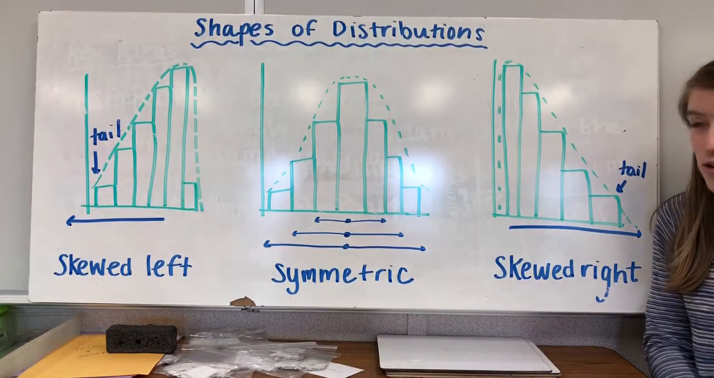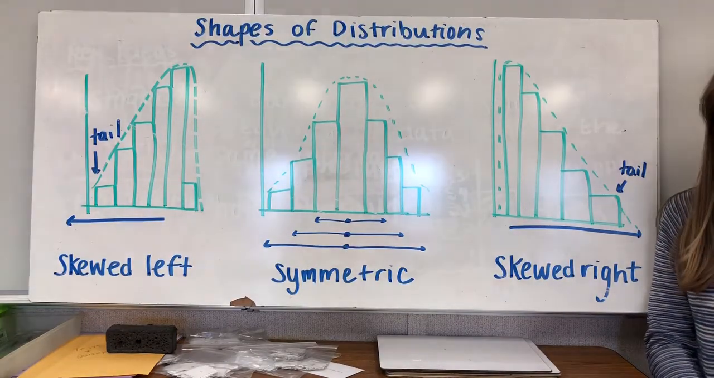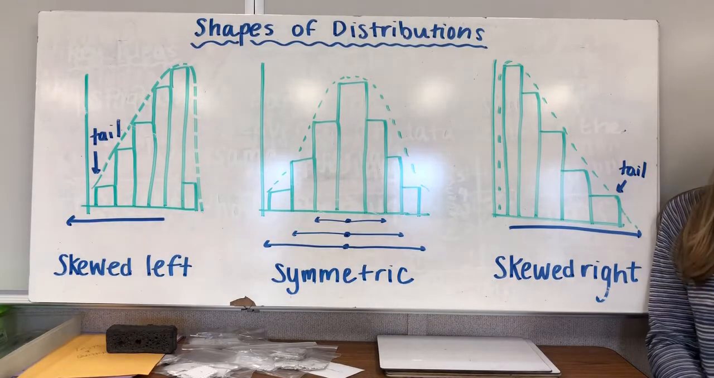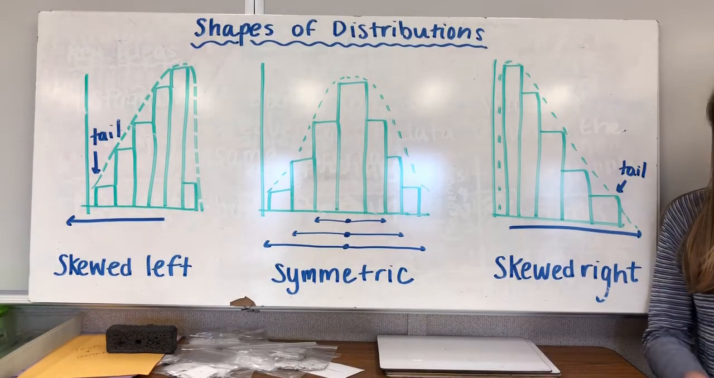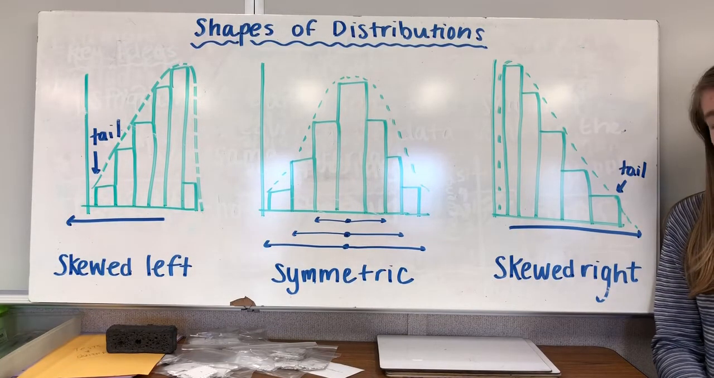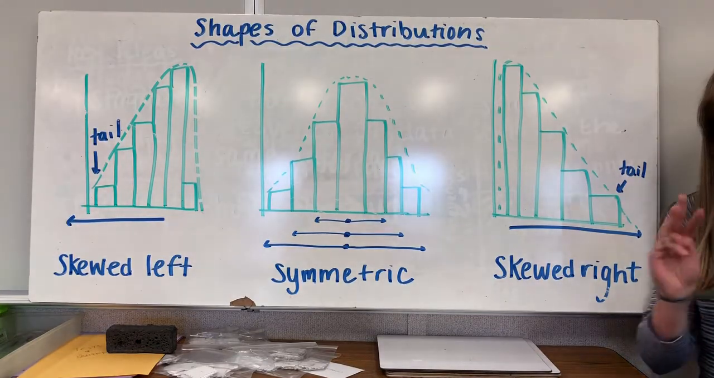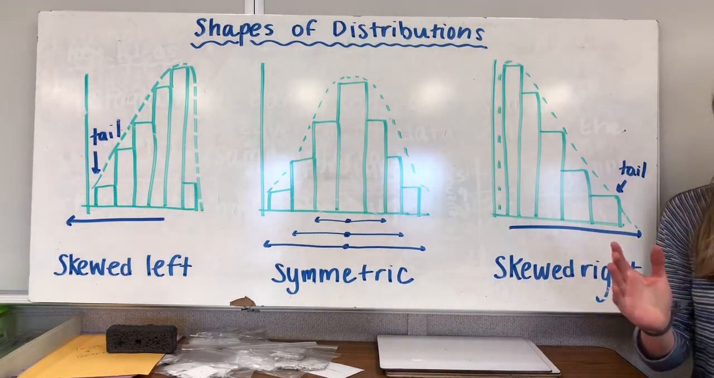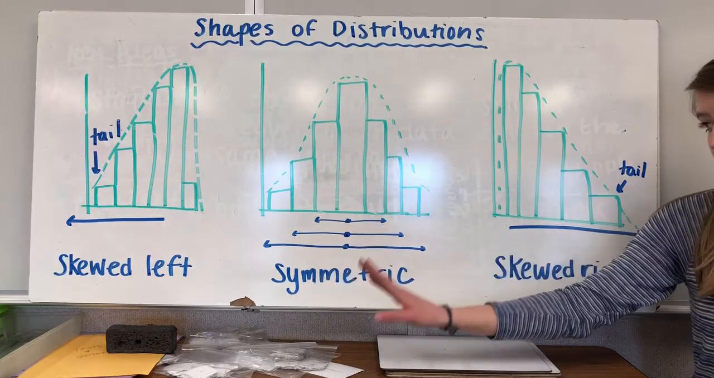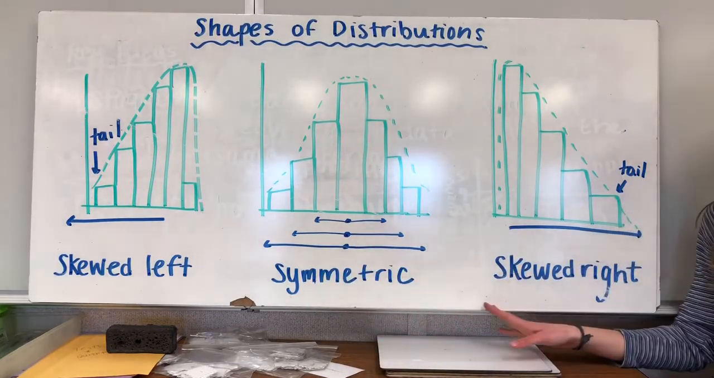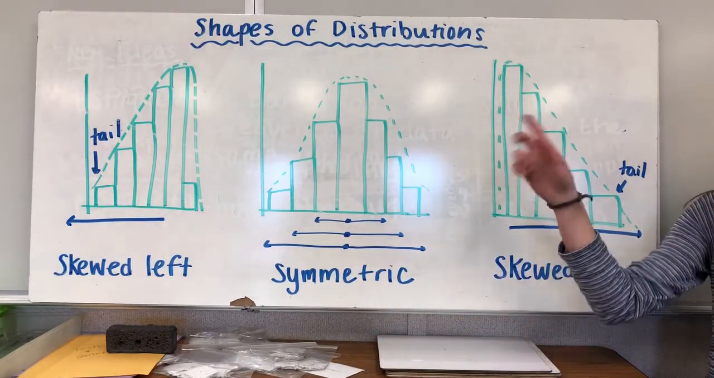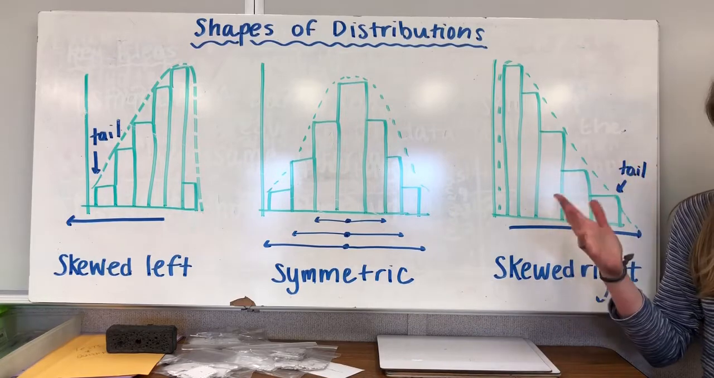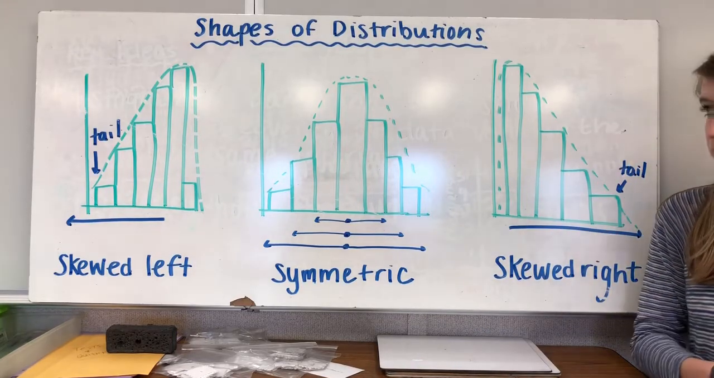Hi everybody, today we're talking about shapes of distributions. We've already talked about measures of center, mean, median, and mode, but we can also describe a data set by talking about its shape. There are three main shapes that we will talk about in this unit: skewed left, symmetric, or skewed right. Now I have histograms all drawn here, but we can find the shape of any distribution.